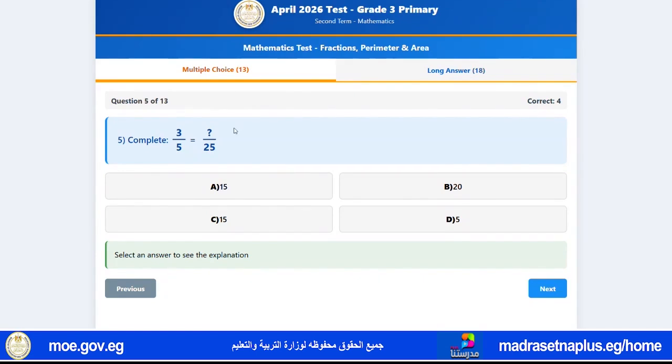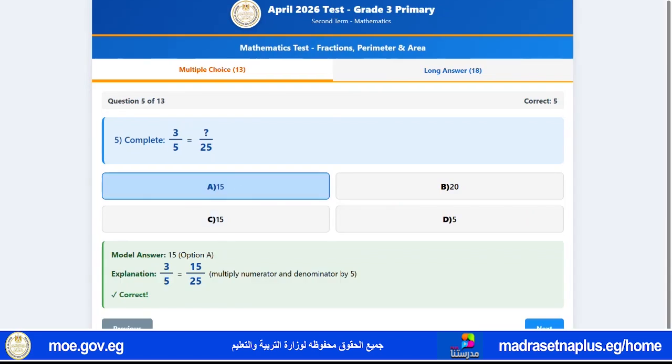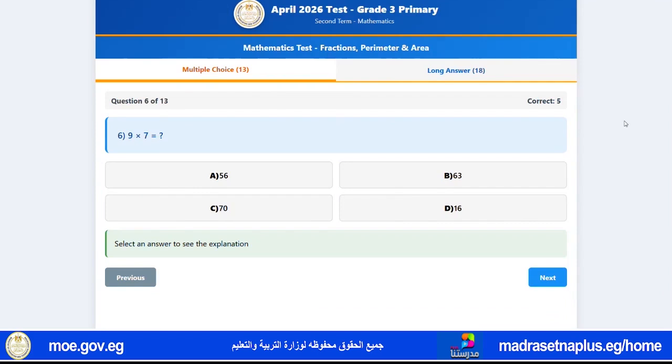3 times 5, it will be what? So there is a mistake. It will be 15. Yes, 15. This is table 9 times 7. It will be 63. Yes.